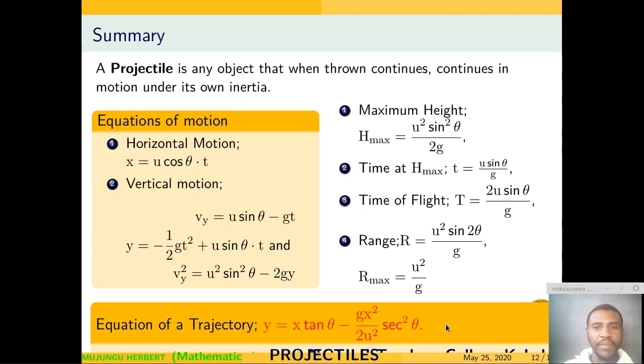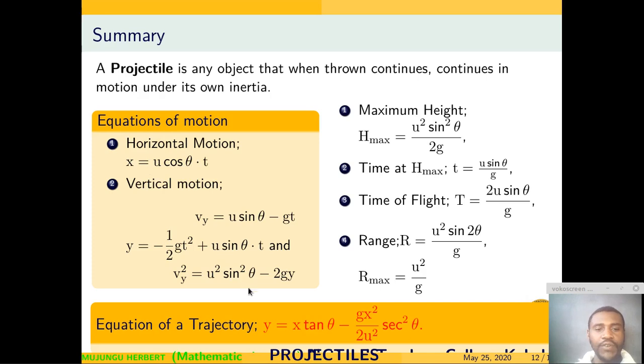So, in summary, we have discussed what a projectile is. You should know the definition of a projectile. Then you should know the equation of motion to use for horizontal motion, where we said x is equal to u cos theta times t. This distance is speed times t. Horizontal motion doesn't depend on gravity; horizontally the speed is constant. We have to take note of that.